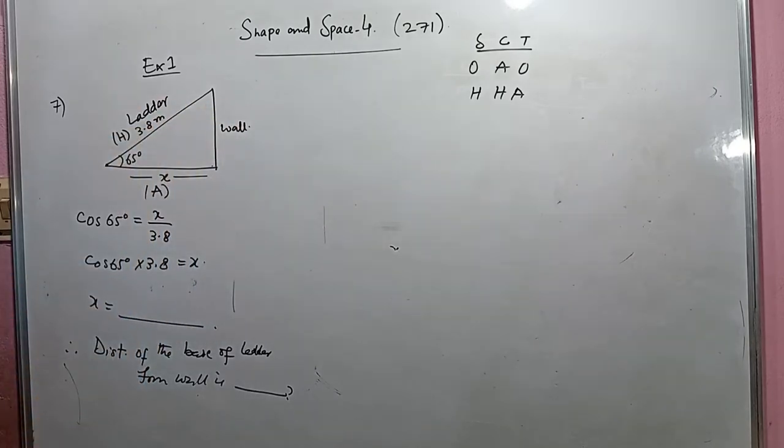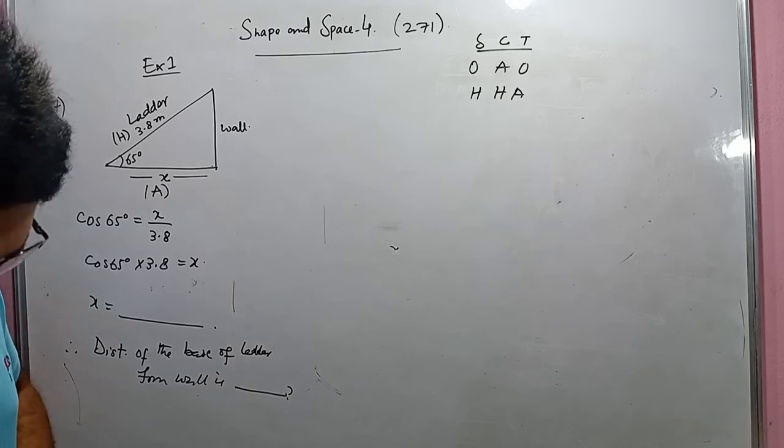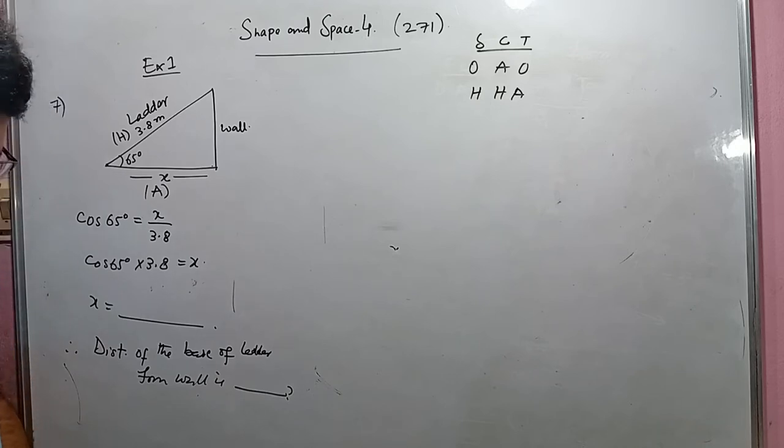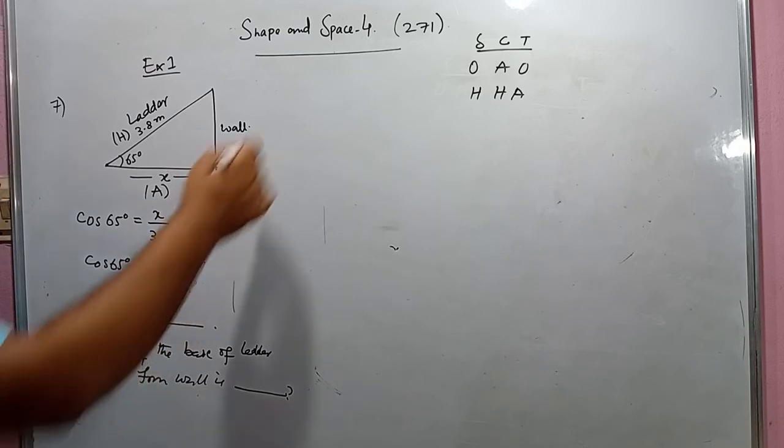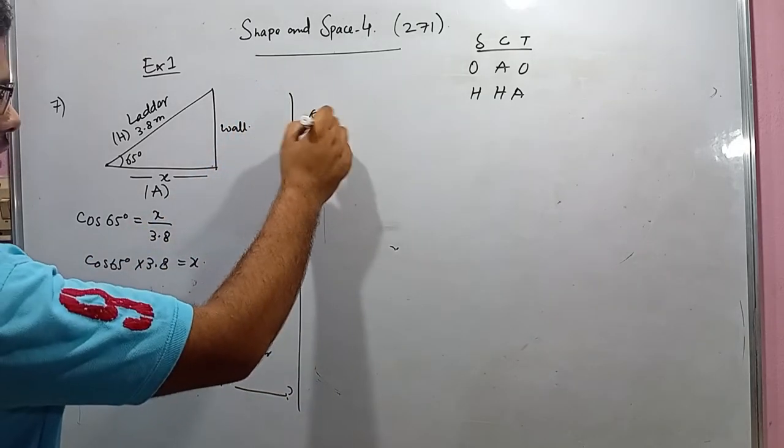Very simple question. Now next, a kite is at the end of a 70-meter string. The other end of the string is attached to a point on horizontal ground. The string makes an angle of elevation of 75 degrees with the ground. At what height above the ground is the kite flying? You can see question number 8. It's very simple. Like this.